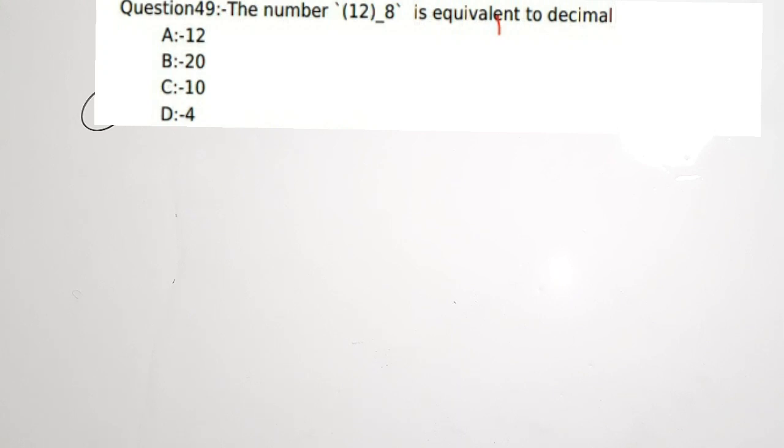Sixth question is from digital electronics. When you are studying digital electronics, don't skip number systems and conversions. You will have at least 2 questions from this area. Here the question is actually an octal to decimal conversion.